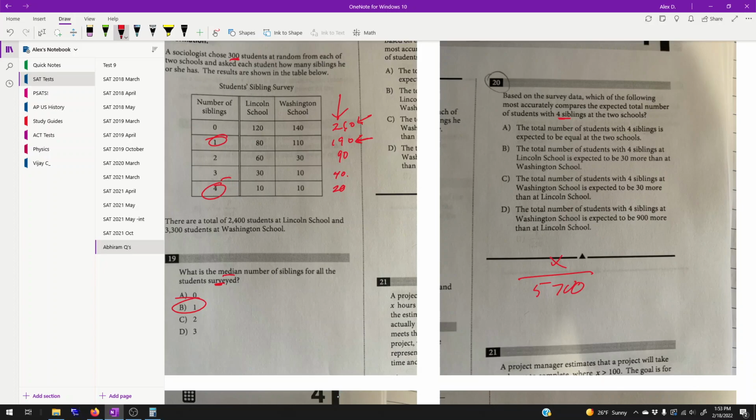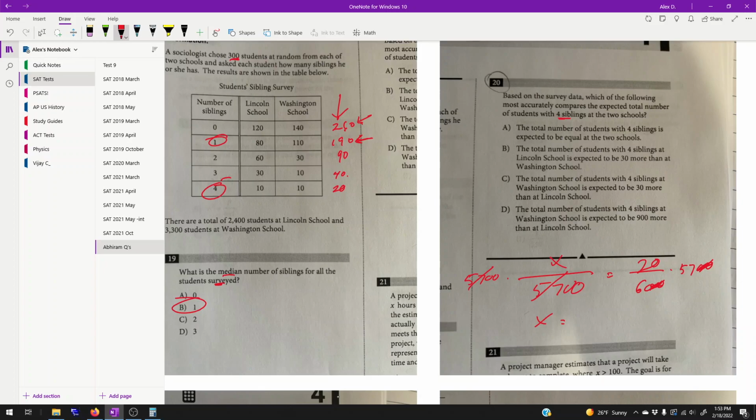So there were 20 out of 600 that represent the 4 out of the total who were surveyed. Students with 4 siblings out of those who were surveyed equals students with 4 siblings out of those in the schools. Part over total equals part over total. We want to isolate x, so multiply by 5,700 on both sides. And again, reduce before you multiply. X equals, knock off the zeros, and that 20 and 6 can reduce.